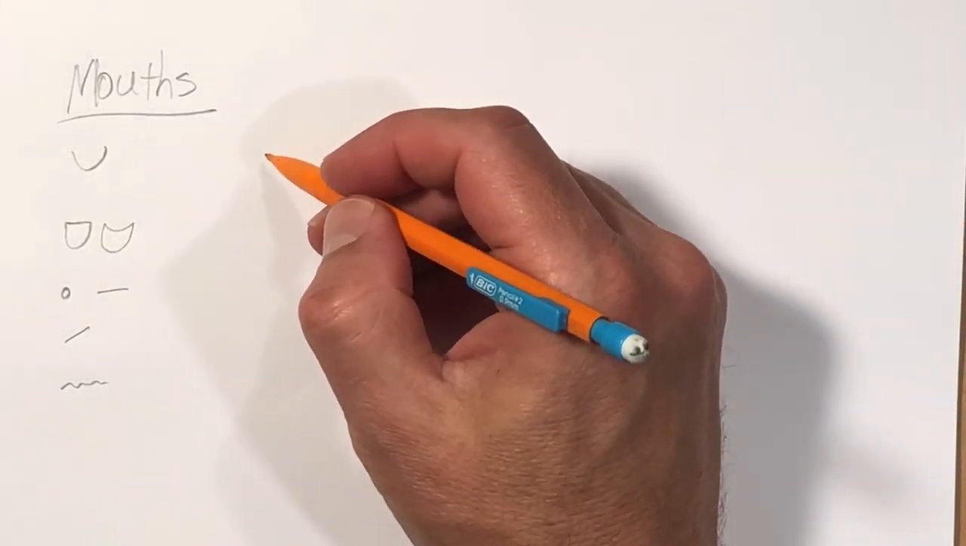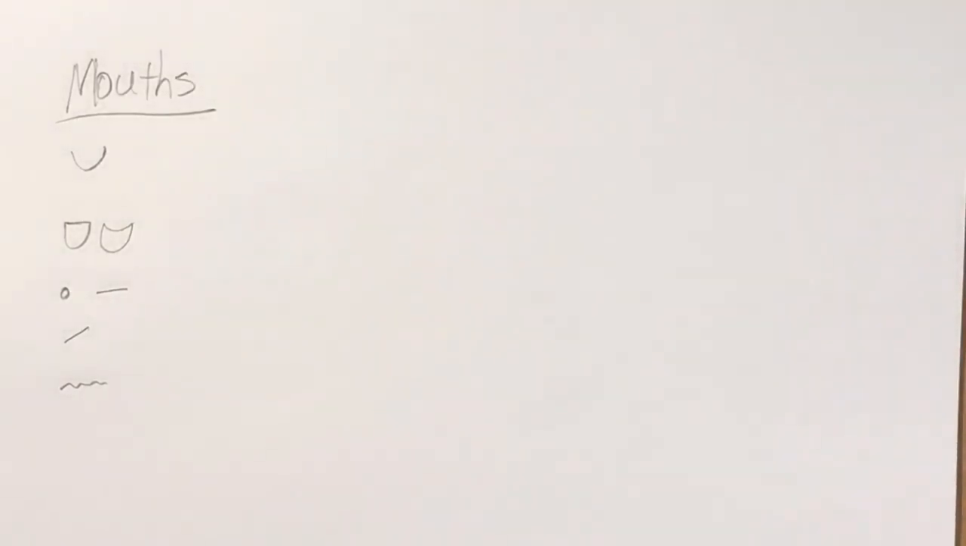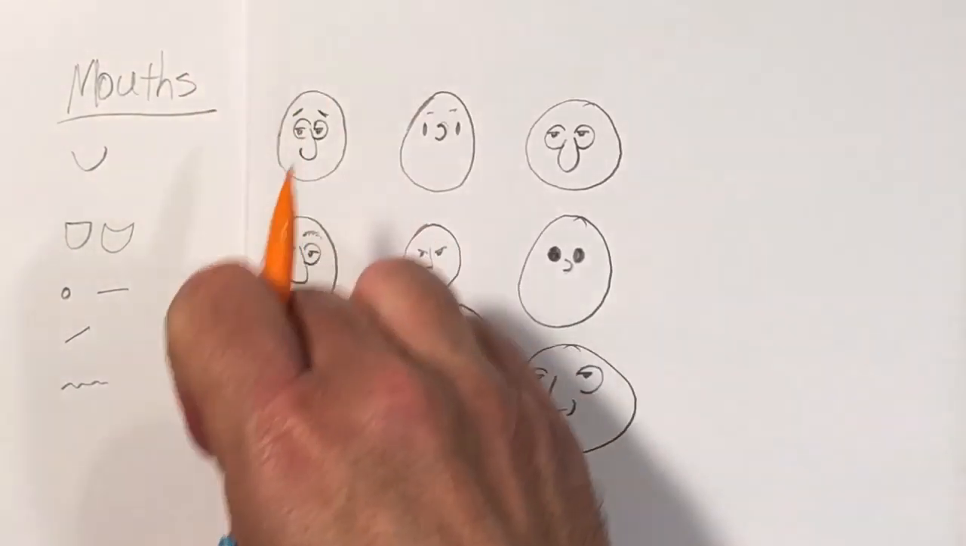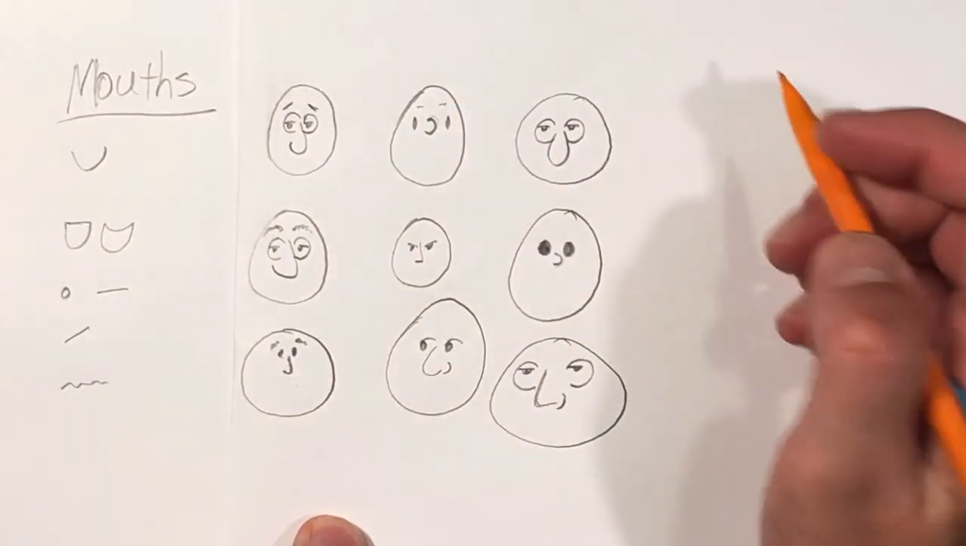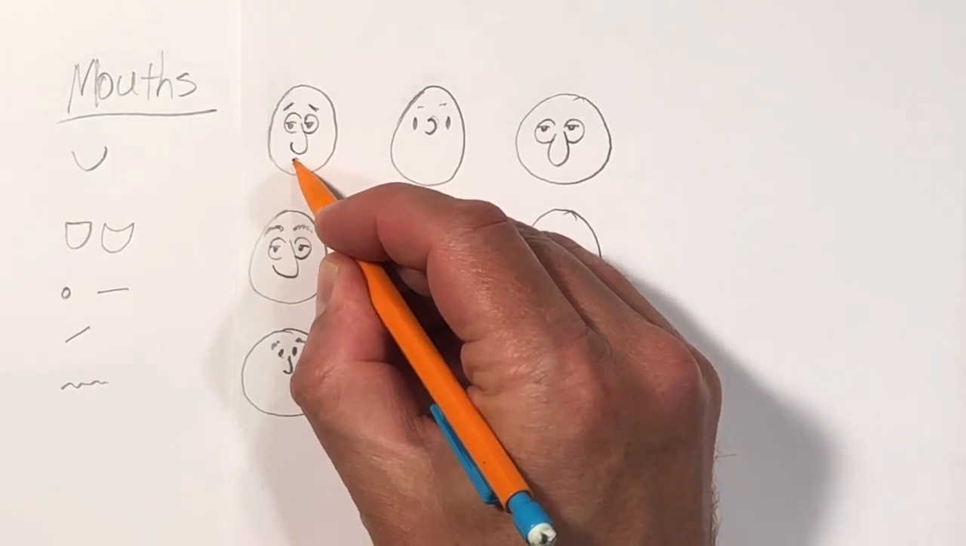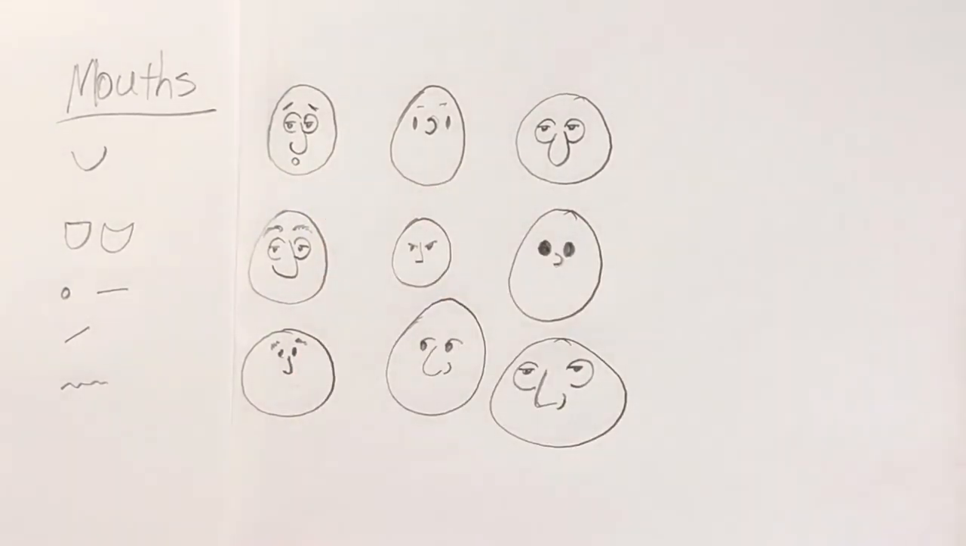So let's see here. I'm going to throw some of these nose ones back on the page here. I did these a moment ago. Let me get rid of my nose examples. So let's put some of these mouths in here. Well, this guy's got this here. What if we gave him a little tiny circle for a mouth? He looks kind of worried or surprised or something.